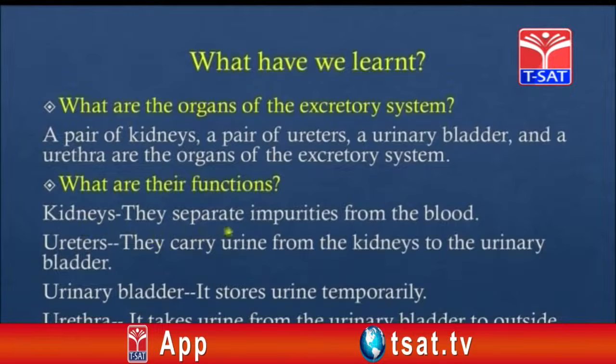What are the functions of the organs of the excretory system? Kidneys, they separate impurities from the blood. Ureters, they carry urine from the kidneys to the urinary bladder. Urinary bladder, it stores urine temporarily. Urethra, it takes urine from the urinary bladder to outside.